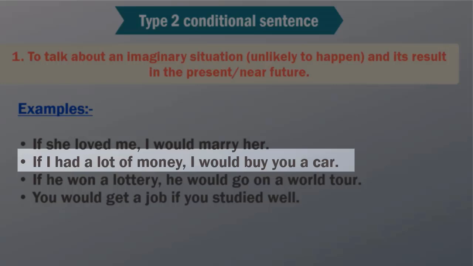I know for a fact I don't have a lot of money. I am broke, right? And I cannot buy you a car. So I'm just imagining, all right? If I had a lot of money, I would buy you a car.